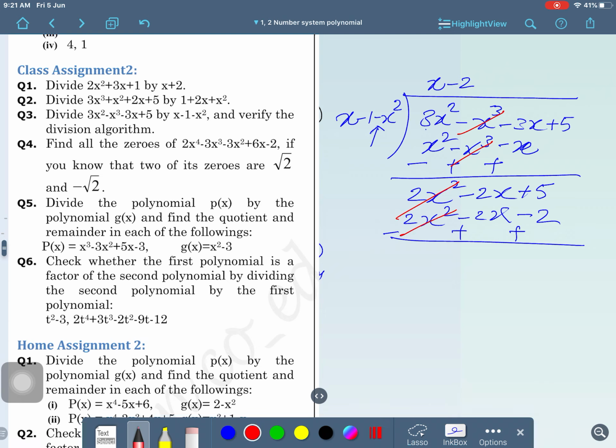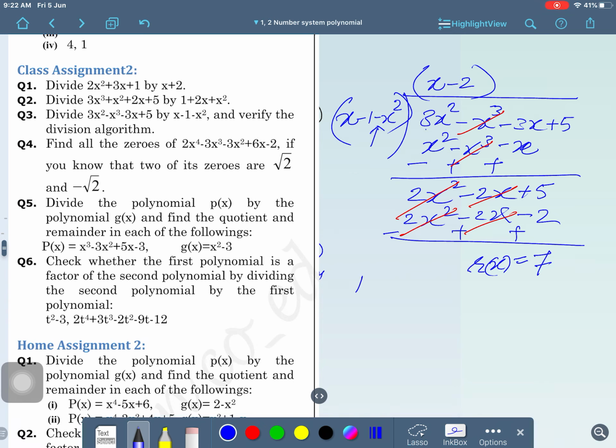Further this cancels and this cancels, and what is left here? The term left here is 7. What is this? Please tell me. It's the remainder. The remainder is coming 7. Clear? So one thing I want to tell you: are x minus 2 and these two terms factors of the polynomial P of x? No, they are not factors. Now, verification of the division algorithm.